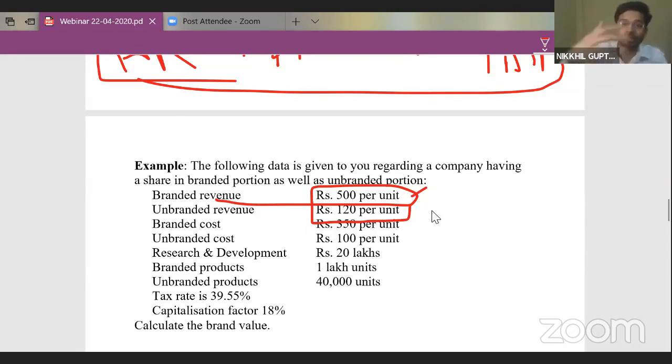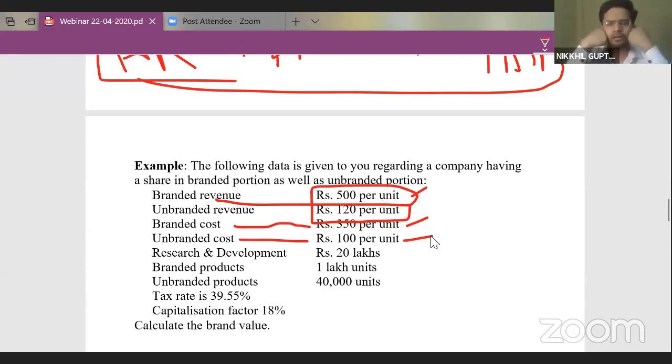If you add a brand to a particular thing, its price shoots up even 5 times, 10 times, 100 times. You don't even know. Okay, brand cost. What is the branded cost? 350 rupees. What is the unbranded cost of purchasing? Cost of making an unbranded product is 100 per unit.